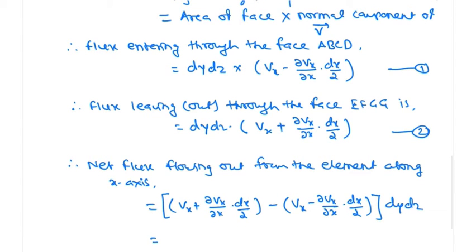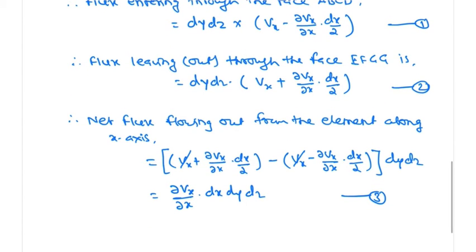Now simplify the bracketed term. Vx minus Vx gets cancelled. Minus minus becomes twice ∂Vx/∂x dx/2. Again the 2 cancels, and the simplified term is ∂Vx/∂x into dx, with dy dz outside. Now this is equation number 3.